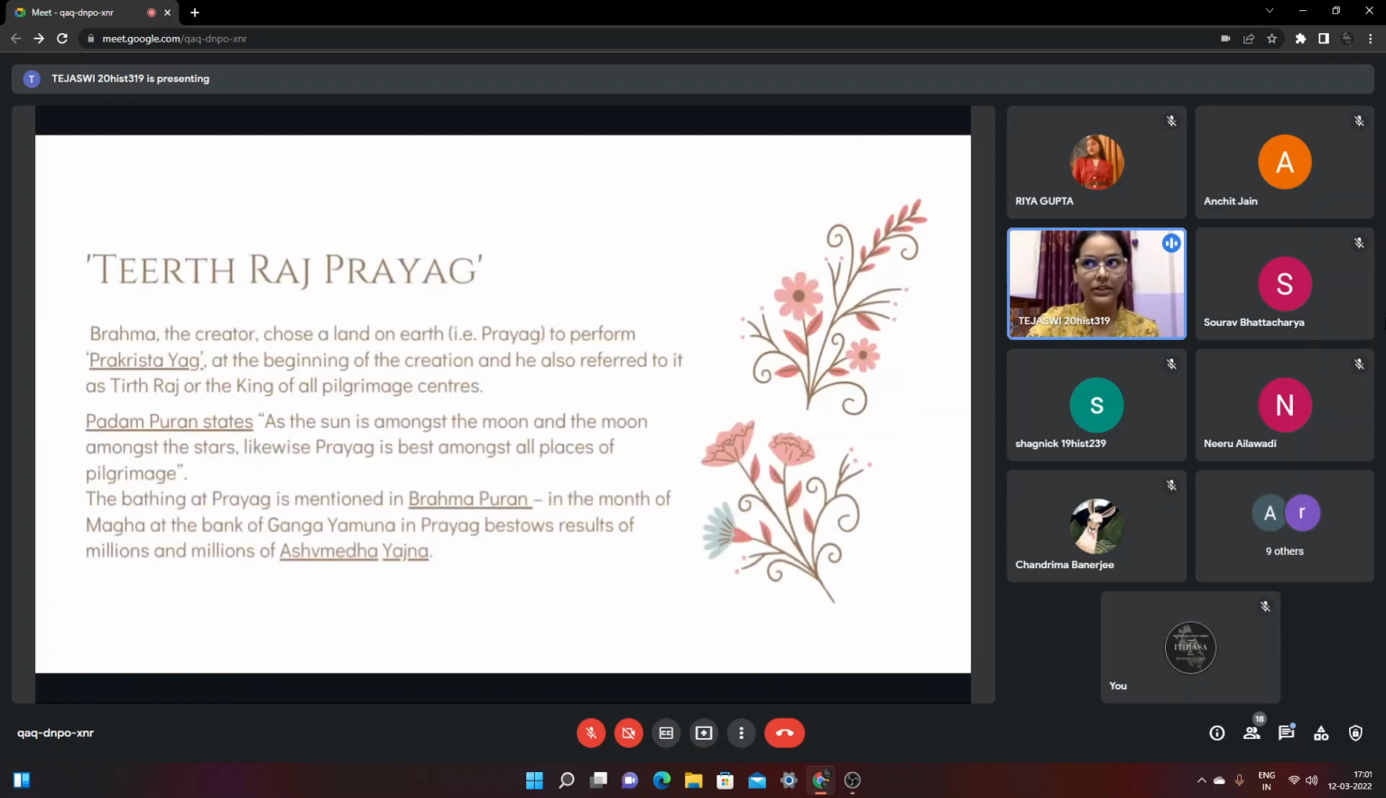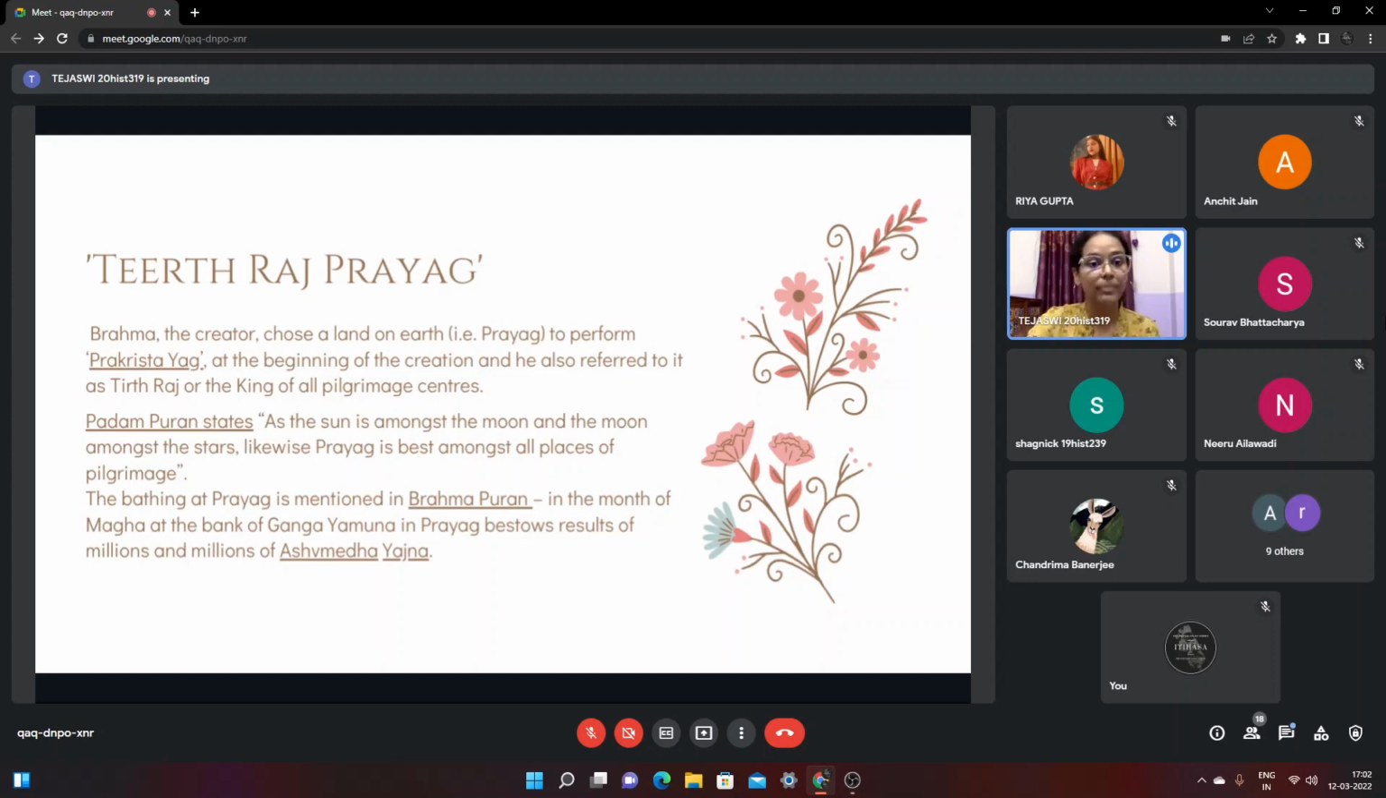So from it can be understood the importance Prayagraj has in Hinduism, because it's mentioned starting from the Rigvedas. And it is said that Brahma, who's also called the creator of the universe, chose a land on earth which was Prayagraj, and he performed the Prakrisht Yagya here. And because the earth thus started from this place, humanity and humans began from this particular place, it is also referred to as the Tirtharaj, or the king of all pilgrim centers.